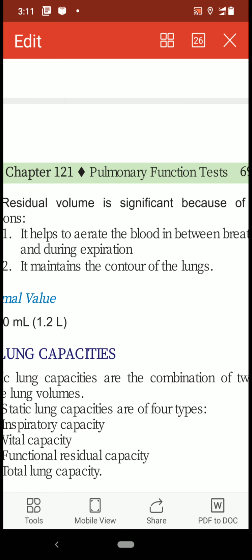So this is about the four volumes of lung, that is tidal volume, inspiratory reserve volume, expiratory reserve volume, and residual volume. The next thing is about the lung capacities. We will study that in the next class.